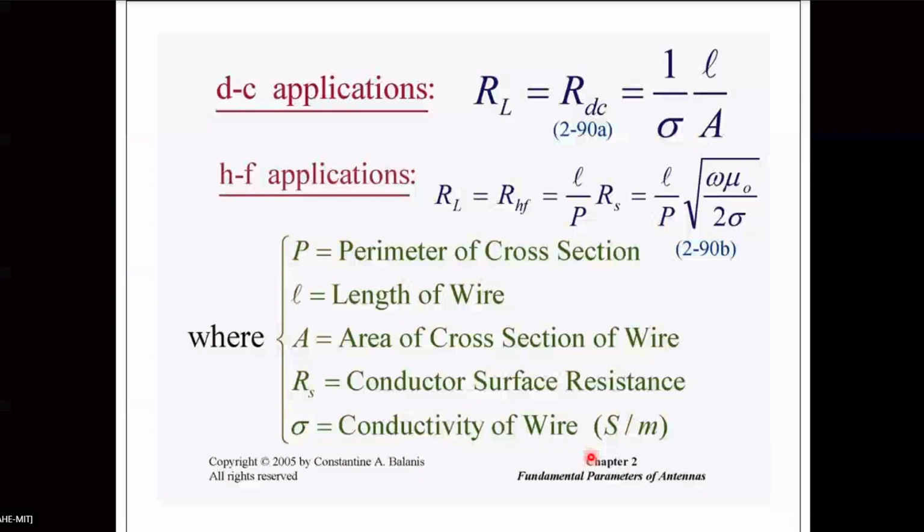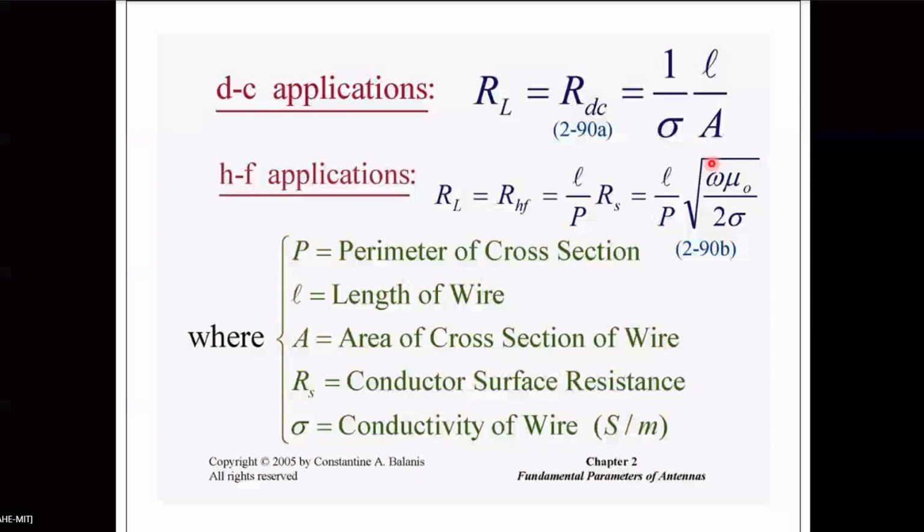For DC application, RDC is equal to rho L by A, or 1 by sigma, where sigma is conductivity and resistivity is rho. So 1 by conductivity is resistivity, rho L by A. This is for DC application. For AC application, the current resides on the surface of the conductor. So the AC resistance is given by this equation.